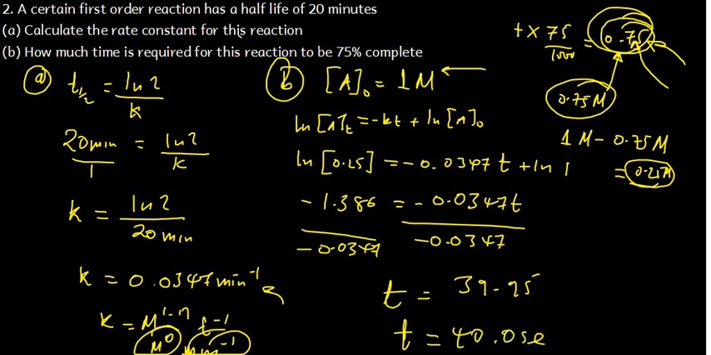Oh, this is in minutes, not seconds. So 40 minutes is the time that is going to elapse if this reaction is supposed to be 75% complete.